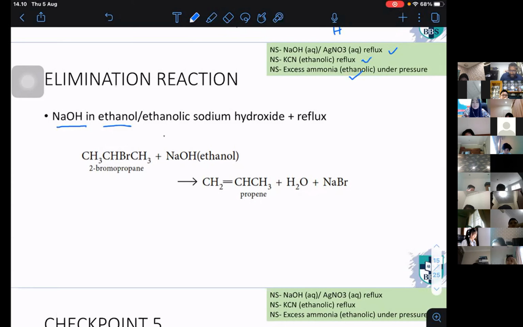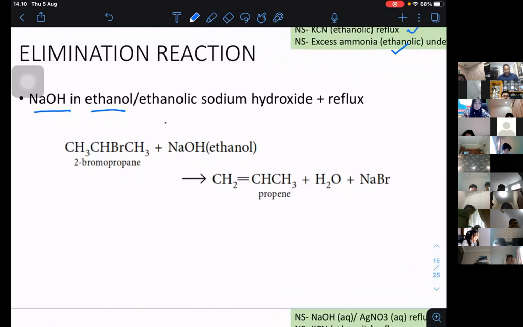Okay, just now I didn't put ethanol; it must be aqueous. But now I use ethanol and then I use reflux, heated under reflux like just now. Whenever you have that, you are going to have elimination. So how does elimination work? You have CHBr and then CH3. So I put it like this.